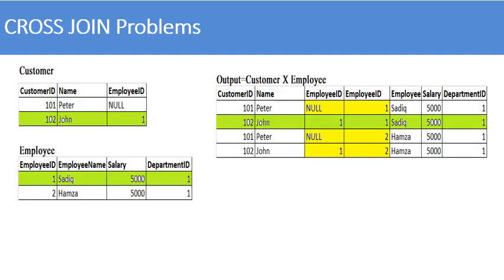Please note, there are two employee ID columns in the output relation. One is from the customer table and the other is from the employee table. And the correct rows contain the same values in both of these columns, whereas the wrong rows contain different values in both of these columns.